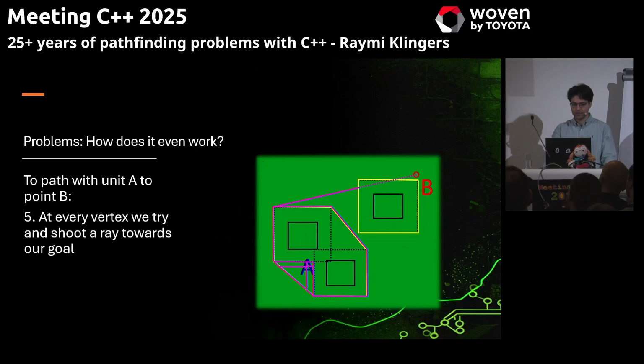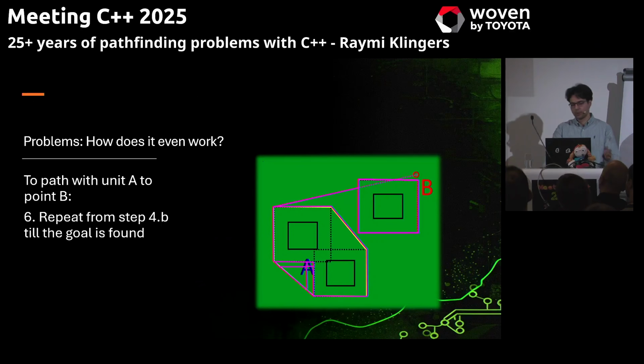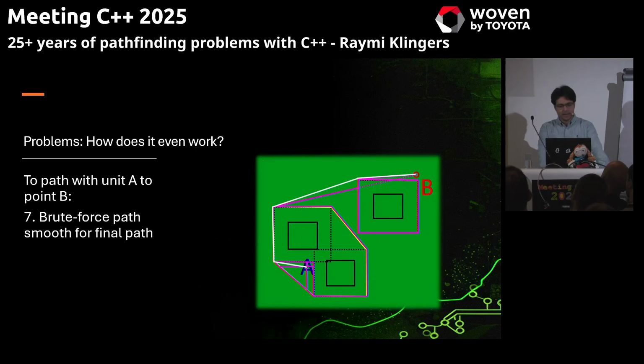And at every vertex of this convex hull, so at every point, we are going to try and shoot a ray towards our goal. If we hit an obstruction, we repeat the process. We walk the hull again, we shoot rays towards our goal until we've reached our goal. And the final step is actually just some path smoothing. We just brute force try to remove points and see if our resulting path overlaps with any obstructions. And then the white line is our final path.